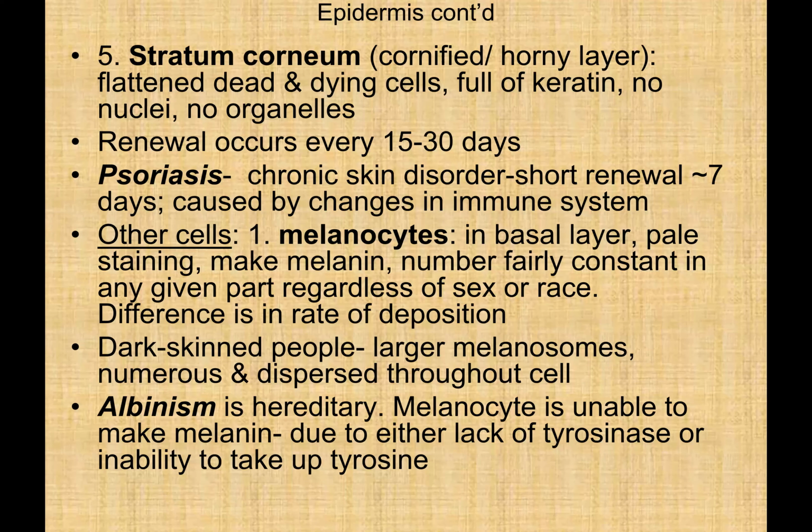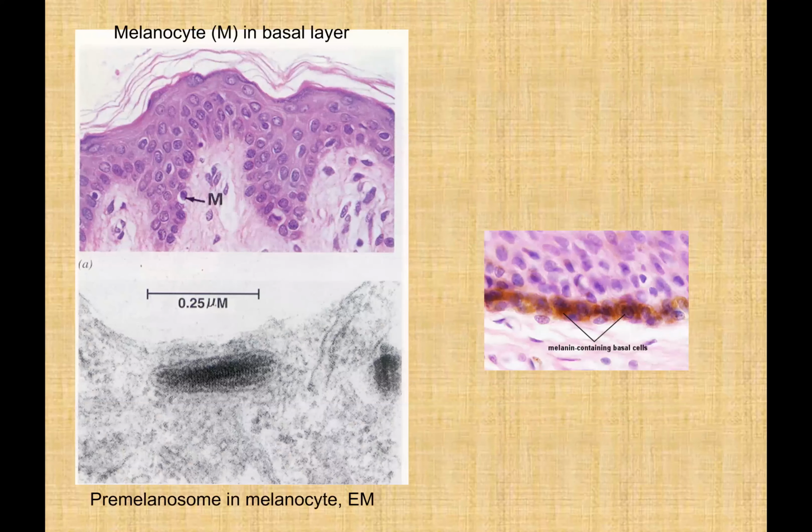In albinism, they do not have melanocytes, or the melanocytes they have do not have melanosomes. So they are unable to make melanin due to either the lack of the enzyme tyrosinase or inability to take up tyrosine in the skin. Also, they have some issues pertaining to vitamin D deficiency. So these are some of the differences when it comes to melanocyte aggregation.